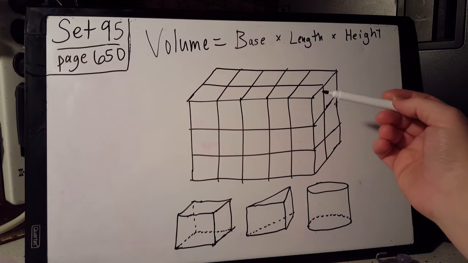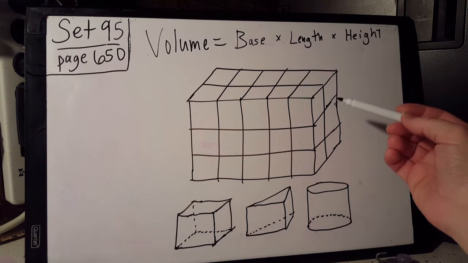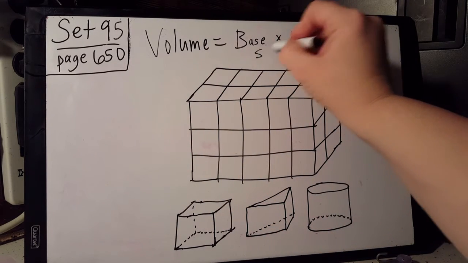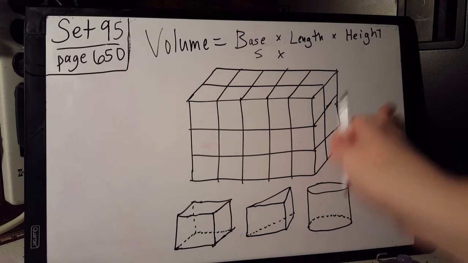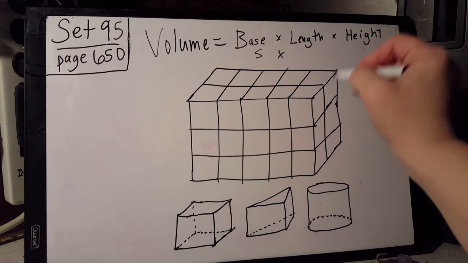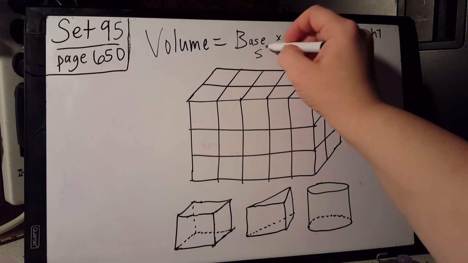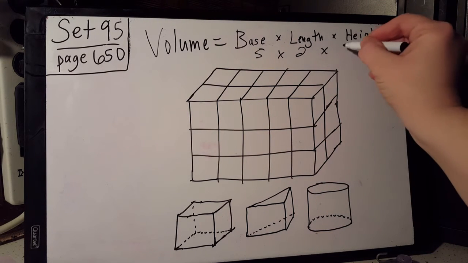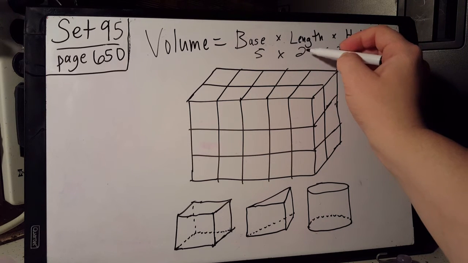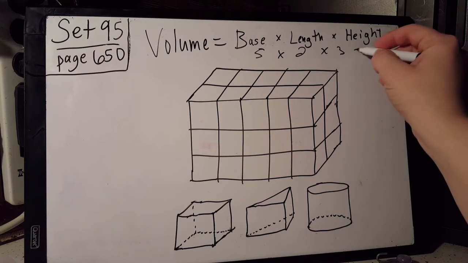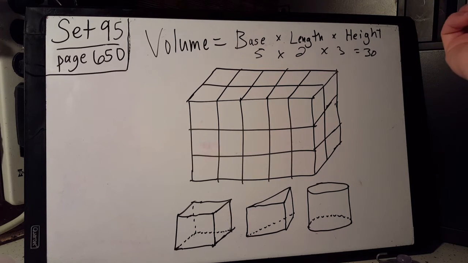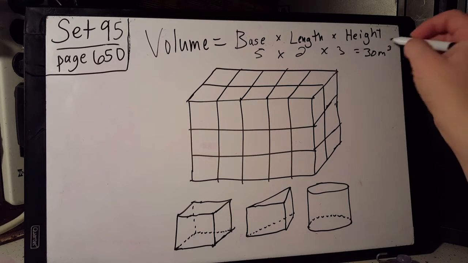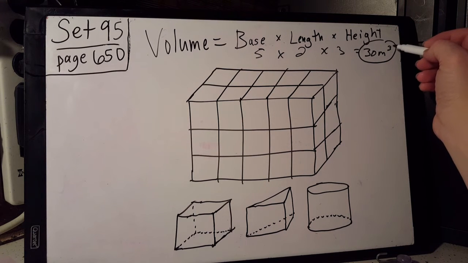In this big shape here, if you imagine a stack of blocks put into this shape, we would know our base would be 1, 2, 3, 4, 5. Our length would be how deep it is. That would be 1, 2. And our height, from the bottom, would be 1, 2, 3. If we multiply those together, we would have 5 times 2, which would be 10. 10 times 3 equals 30. If our measurements were in, say, meters, then we would put meters cubed. When you do volume, you always put your dimensions cubed.